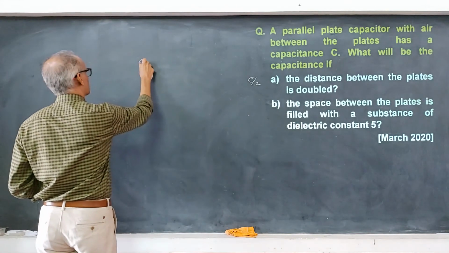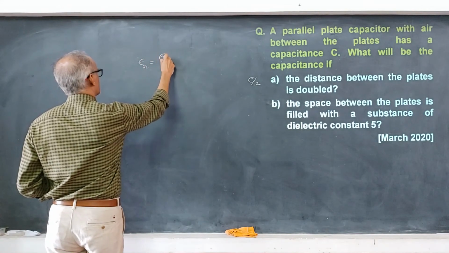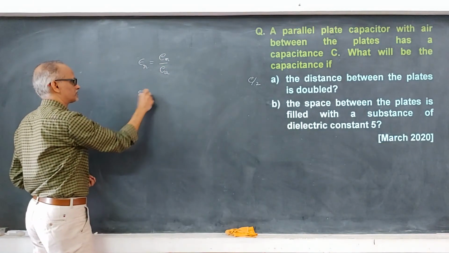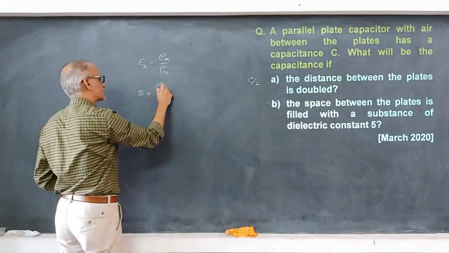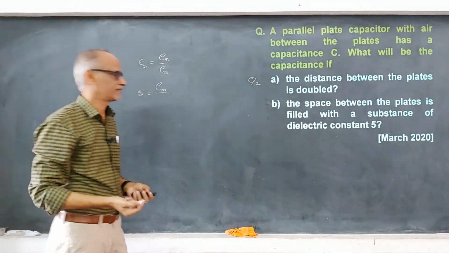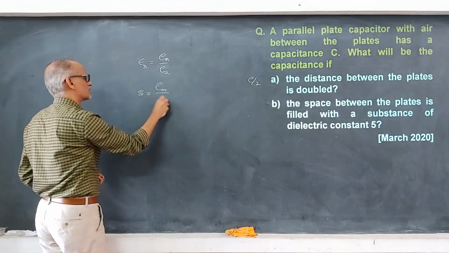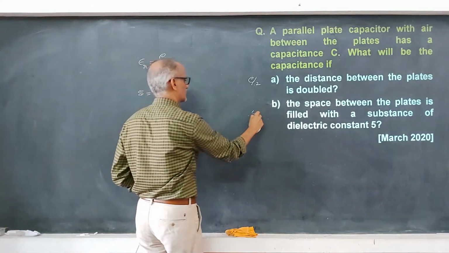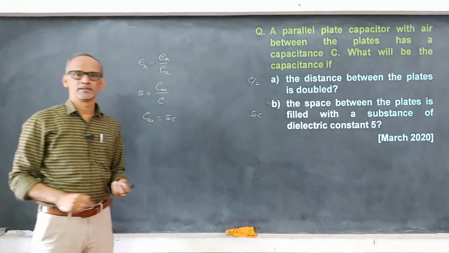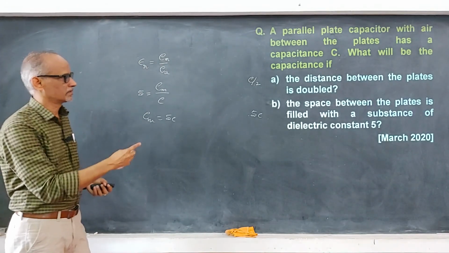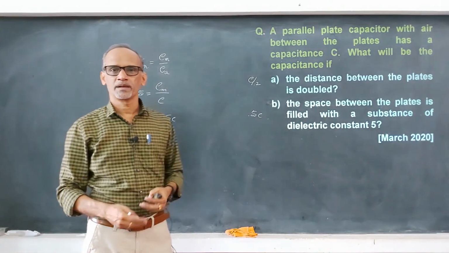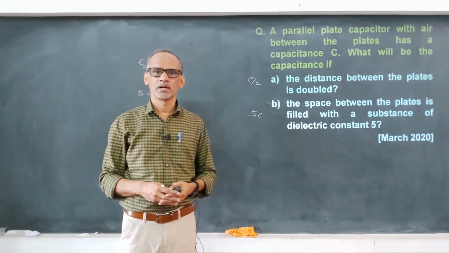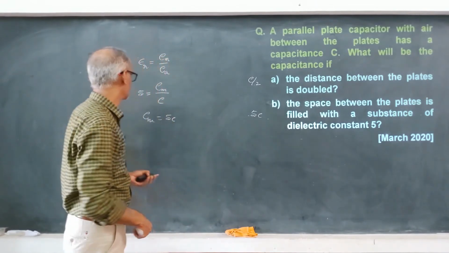Just now I had given an equation, epsilon r is equal to Cm by Ca. The value of epsilon r is given as 5. We have to find the new capacitance Cm. The initial capacitance is given as C. Therefore Cm is equal to 5C is the answer. Again, this is a 2 marks question, application type. Hope you have understood how to answer this particular question.